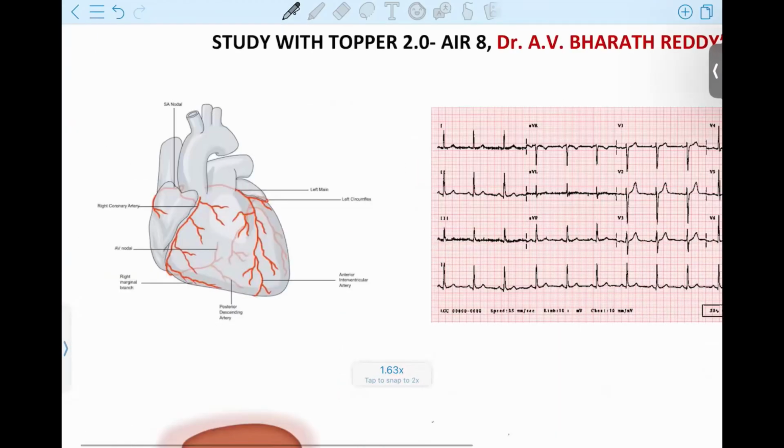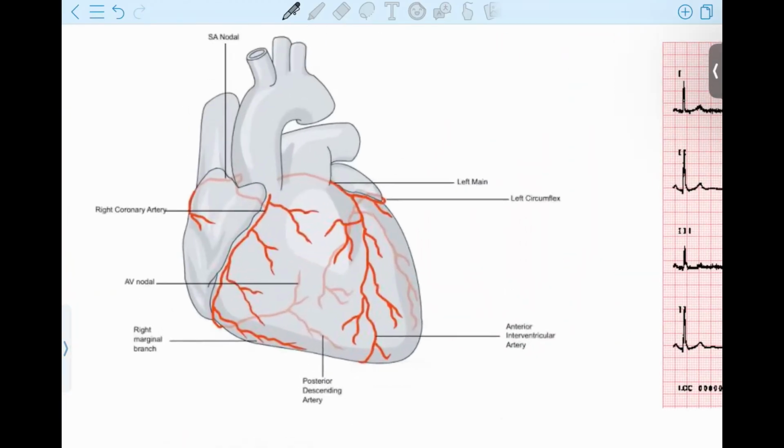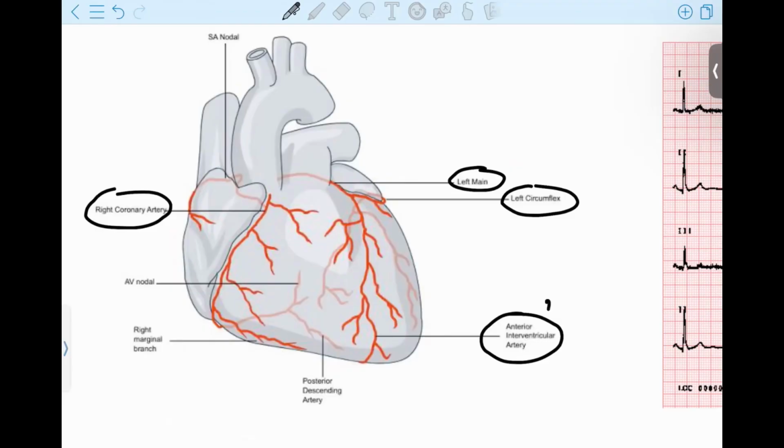Next, moving on to the heart, coronary circulation, and the sites of the leads and the involved patterns. Let's see the anterior side of the circulation. We all know that the arteries are subdivided from the aorta into the right coronary artery and the left main coronary artery. The left main artery is subdivided into the left circumflex artery and the anterior interventricular artery. So these are the three arteries most commonly seen anteriorly. And the right coronary artery is going to supply your SA node, AV node, and also the right marginal and the inferior part.